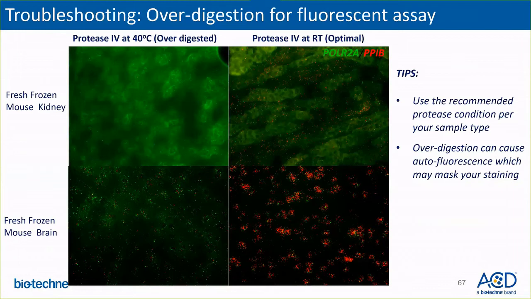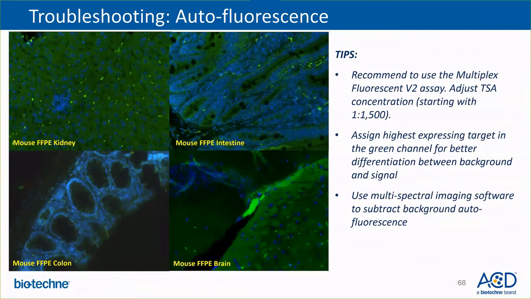One other known issue with the fluorescent assay is that due to the long fixation time, FFPE samples are prone to inherent autofluorescence. This poses challenges for image analysis. You can then use FFPE if you have background correction softwares to reduce autofluorescence, and alternatively, we now have developed a multiplex fluorescent assay that helps to address this issue. If you are still experiencing autofluorescence issues with your assay, please contact technical support.